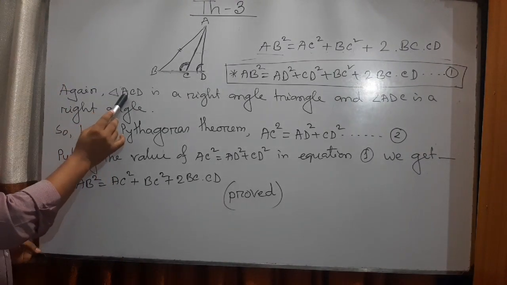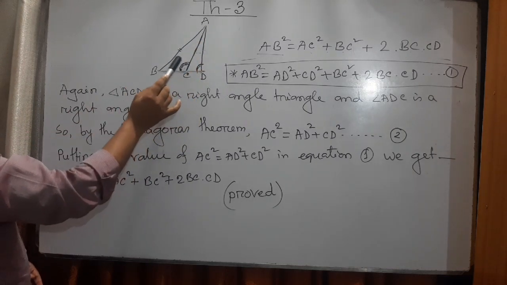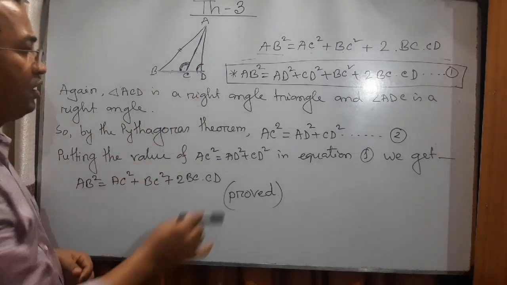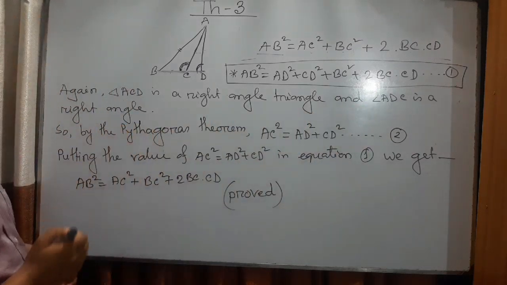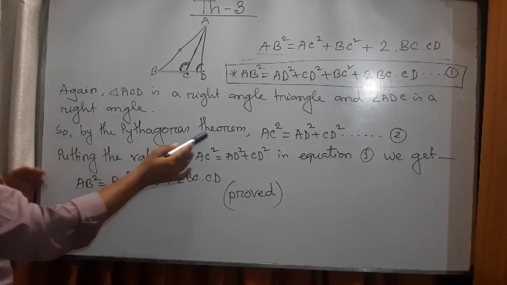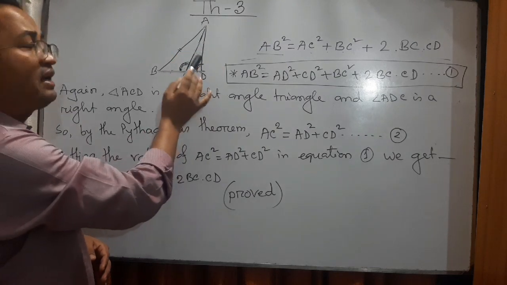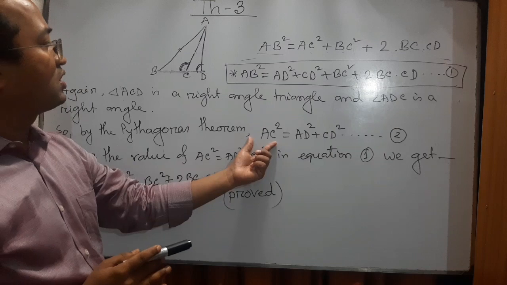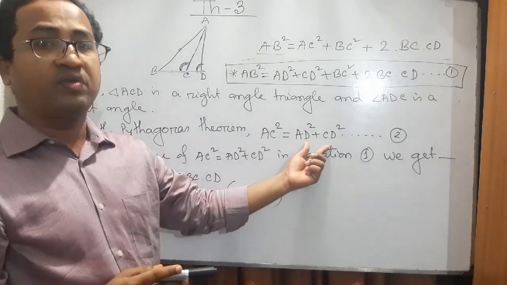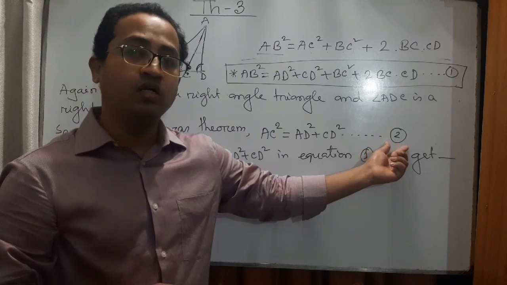Again, triangle ACD is a right angle triangle. If ABD is a right angle, so ACD is also a right angle, since D is a right angle and ADC is a right angle. So here also we apply the Pythagoras theorem. By the Pythagoras theorem, in triangle ACD, AC is the hypotenuse. Hypotenuse square is equal to the sum of the squares of the other two sides, that is AD square plus CD square. This is equation number 2.